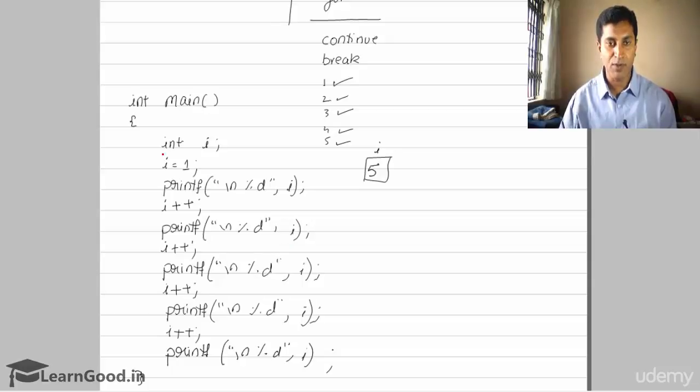Now how many lines of program have we written here? We'll consider only the statements. 1, 2, 3, 4, 5, 6, 7, 8, 9, 10, 11 lines of code I have written just to display 1 to 5. But the same thing, if I wanted to display 1 to 100, naturally my length of code is going to be 201 lines.